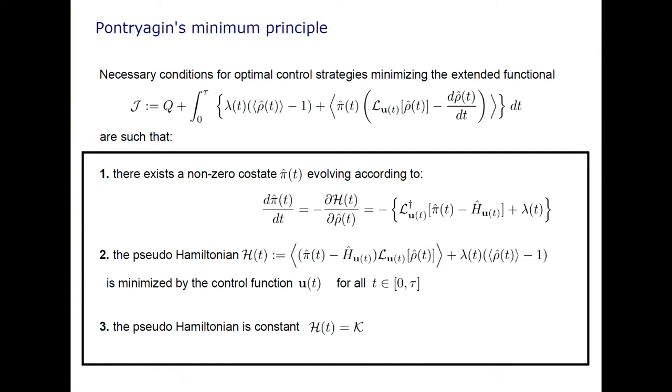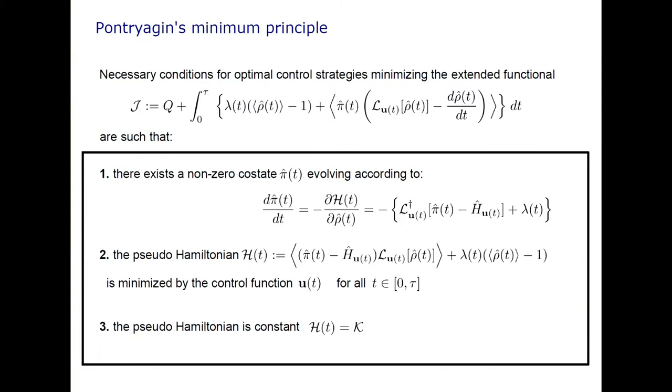So what exactly is Pontryagin's minimum principle? It's a statement about optimal solutions, which should satisfy three properties. They are necessary conditions. All optimal solutions are such that there exists an auxiliary state that evolves according to the Hamilton equation. The pseudo-Hamiltonian is minimized by the control field at every time. And the Hamiltonian is constant, as I said before. In principle, these three properties are not enough in general to completely specify the optimal solution, but they are very useful, and if you are lucky, they are also enough to find it.